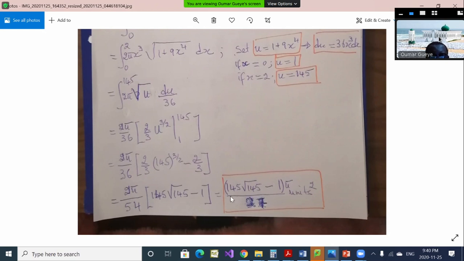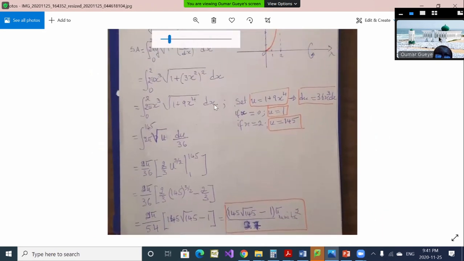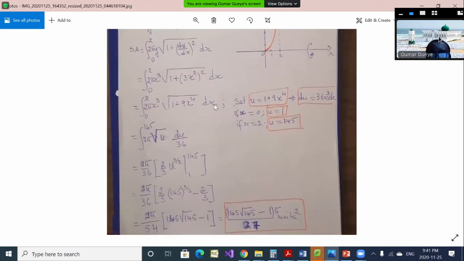Okay, and after calculation here, the denominator is going to be 27 because I simplify here 2 pi over 54. We can simplify by 2. It becomes just pi over 27. That's exactly what I got here. So since it's a surface area, it's going to be in square units.